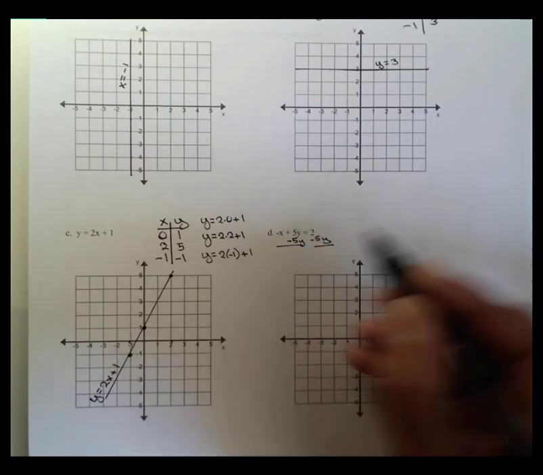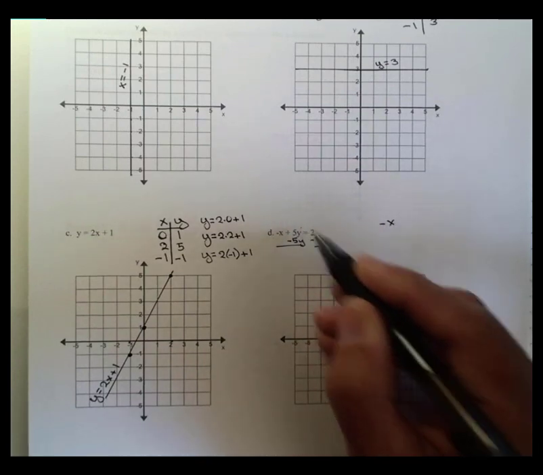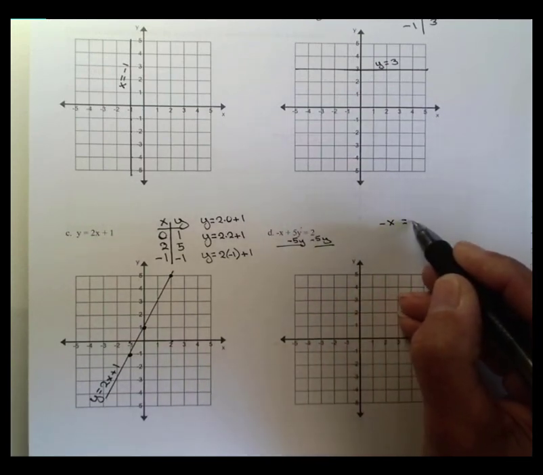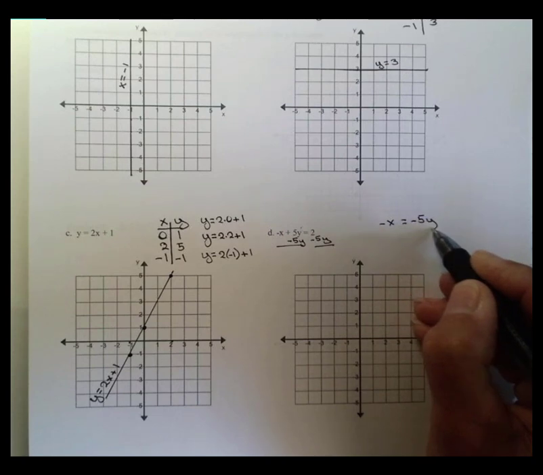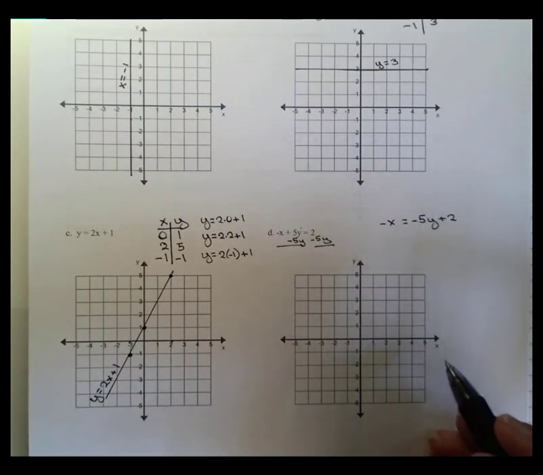And then I end up, I'll come over here so I can see what I did, with a negative x. This cancels, and it's equal to a negative 5y plus 2. Or I could say 2 minus 5y, couldn't I?